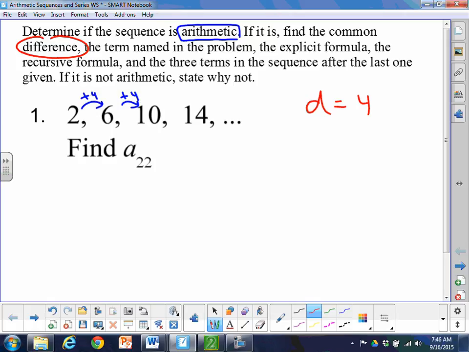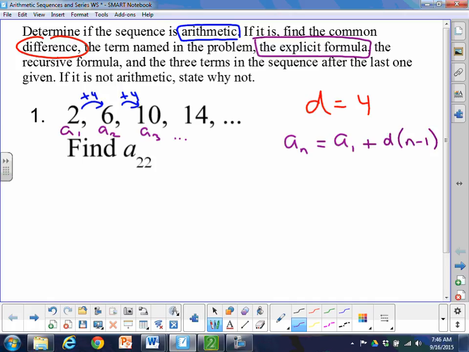Okay, we need a term and the formula, but before that, let's get a formula. Let's do that next. So if this is a sub 1, a sub 2, a sub 3, and so on, we want a formula for any term we want, a sub n. The general case is always going to be, we're always starting with the first term, and then we're adding 4. So in general, we're adding whatever that d is. And then the little trick is we're actually adding it n minus 1 times.